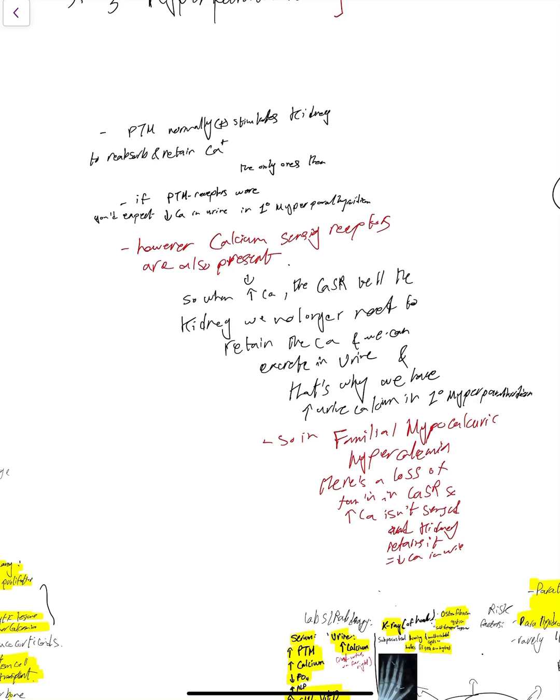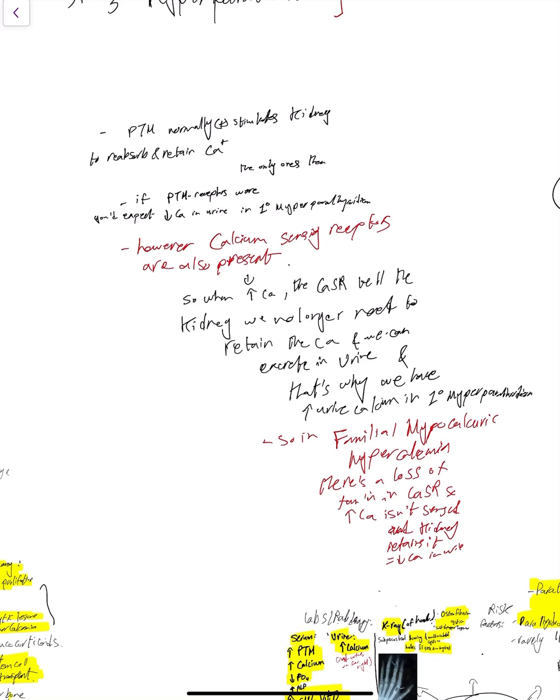However, it is not the only receptor. There's another receptor called the calcium sensing receptor, present in the kidney as well. It senses increased calcium levels in primary hyperparathyroidism, and it tells the kidney, hey, we no longer need to retain the calcium because we have a lot of it. You can let go, you can excrete it in the urine. Therefore, you have increased calcium excretion in the urine in primary hyperparathyroidism.